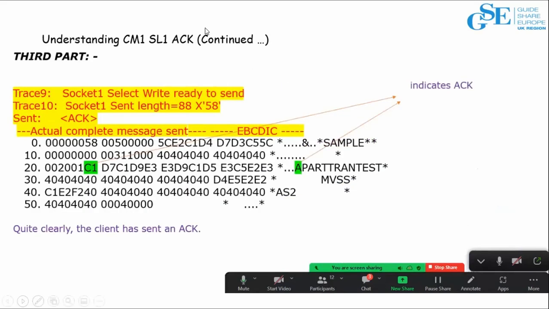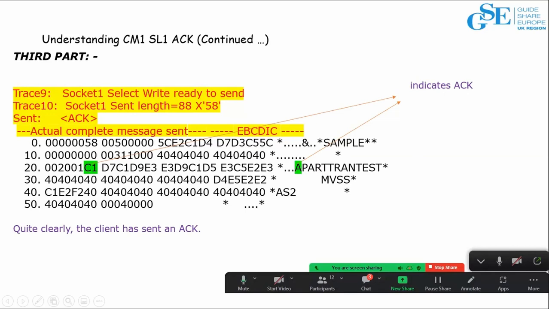Now, the third part, if you see over here, try to trace back to what we talked about. The IMS Connect client has received the reply message back from IMS. Now it has to send either an ACK or a NACK. In this case, since I deliberately chose the IMS Connect client to send an ACK, the client sends an ACK. If you see over here, this C1 and this A actually indicates ACK.